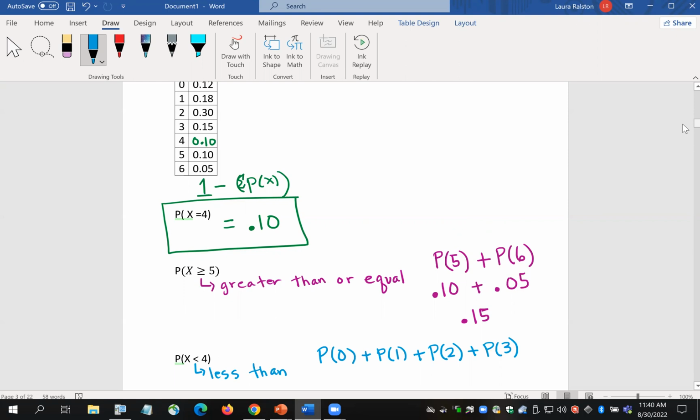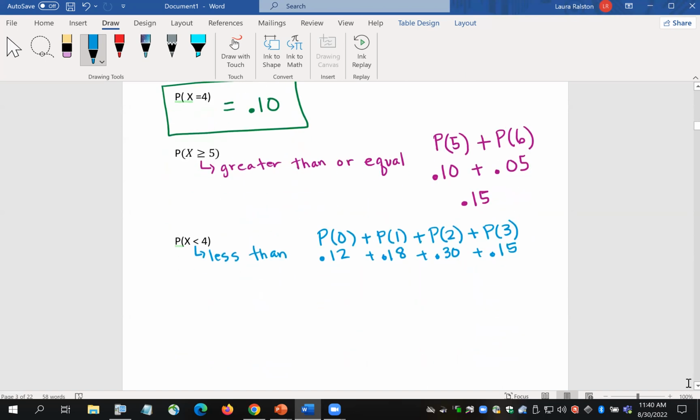So if we add those together, we have 0.12 plus 0.18 plus 0.30 plus 0.15, which, when we get all that added together, is 0.75. So this is about 0.75. So there's about a 75% chance that a new hire would stay less than 4 years.